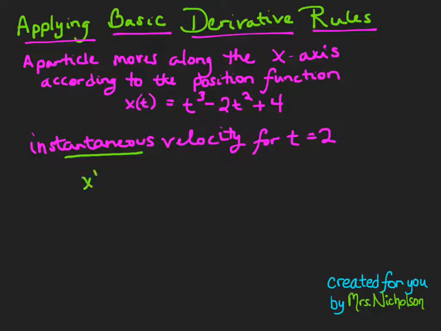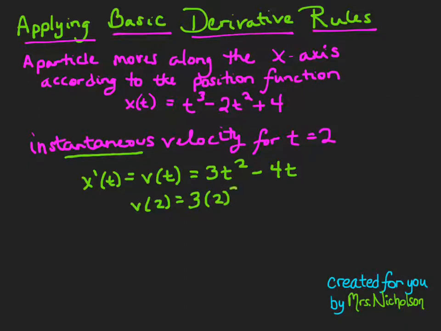Remember that if I take the derivative of position, that's actually equal to velocity. And so I'm going to do a derivative of this position function. That derivative would be 3t squared minus 4t. So that's my velocity function, my derivative function. And I want to know what the velocity is when t equals 2. So velocity at 2 would be 3 times 2 squared minus 4 times 2. And that would be 12 minus 8, or 4.